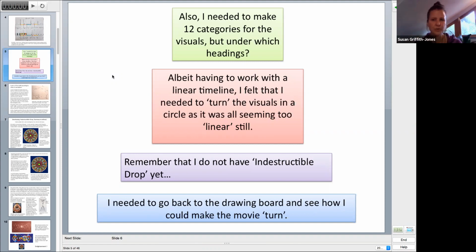So these were all still considerations in my mind. And remember the key point that I do not have the new picture, the Indestructible Drop, yet. I was fumbling around in the dark. I was having some ideas, I was making mistakes, but mistakes are good. If you don't try out things, then you're never going to get anywhere. So I really felt I needed to get back to the drawing board and see how I could make the movie turn, and to also refine some of the details that I'd thought about already.